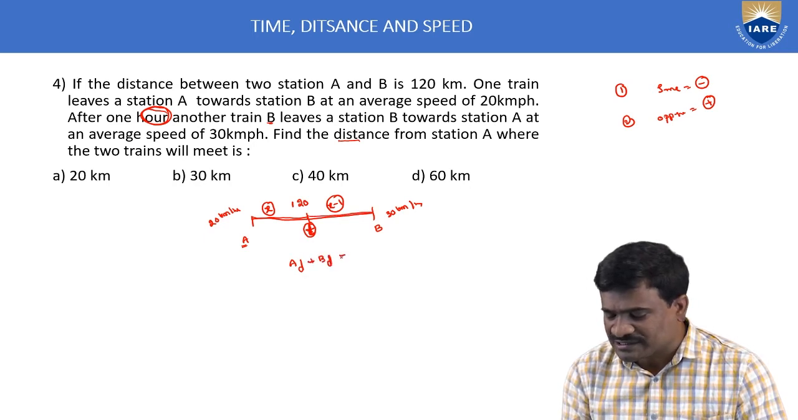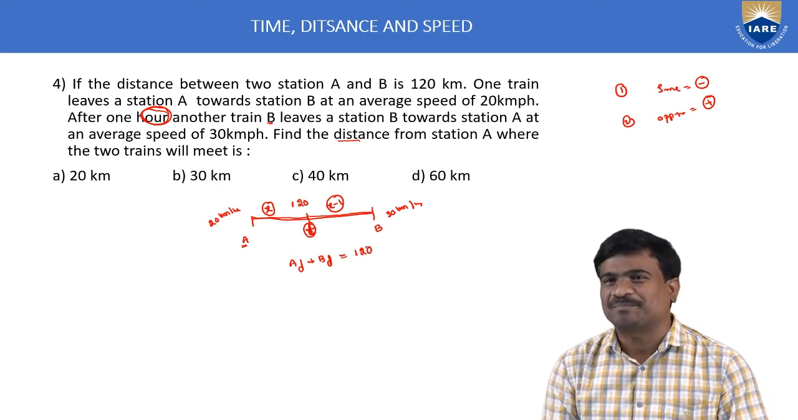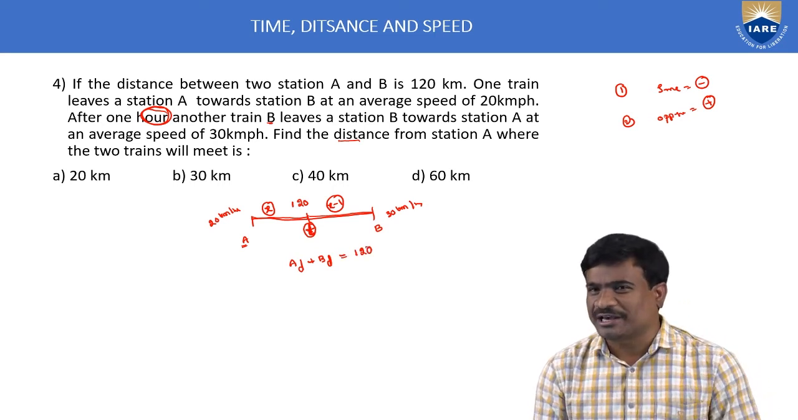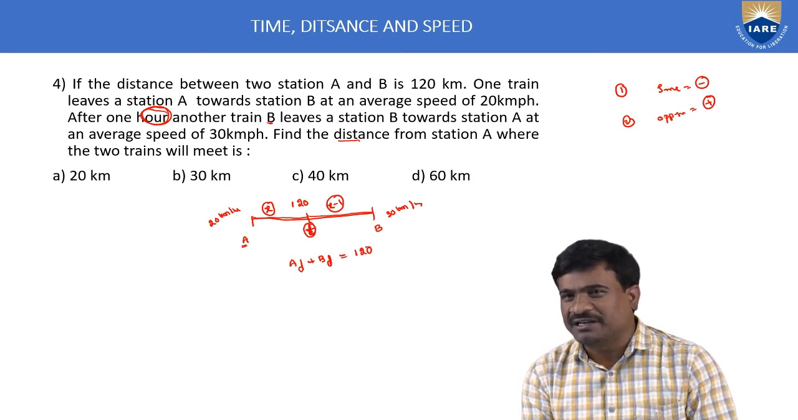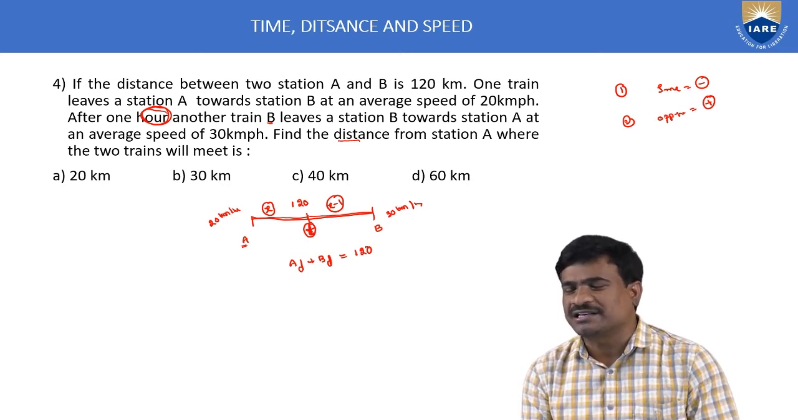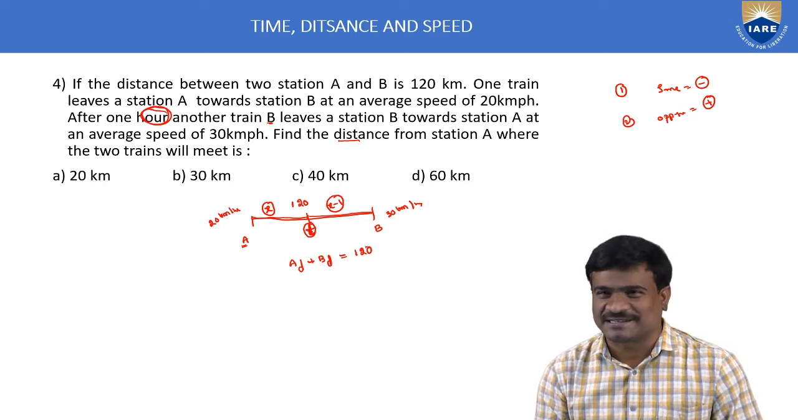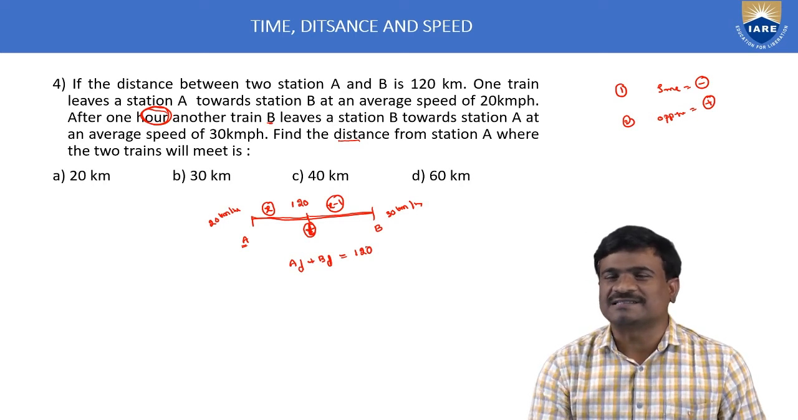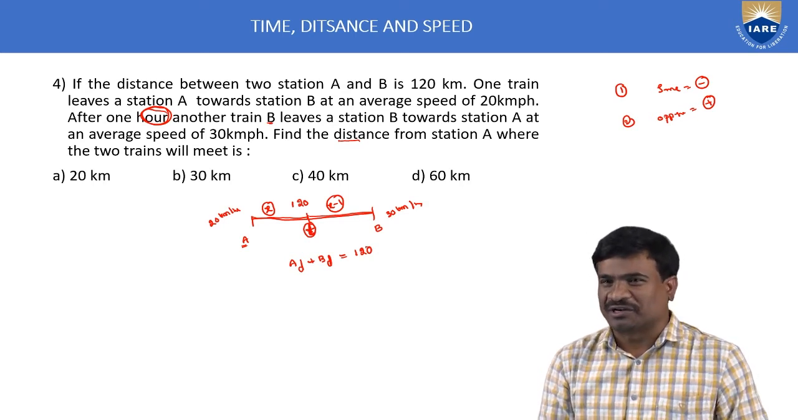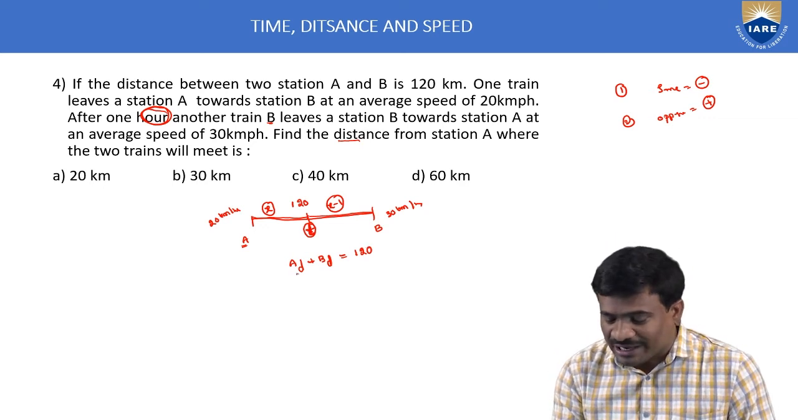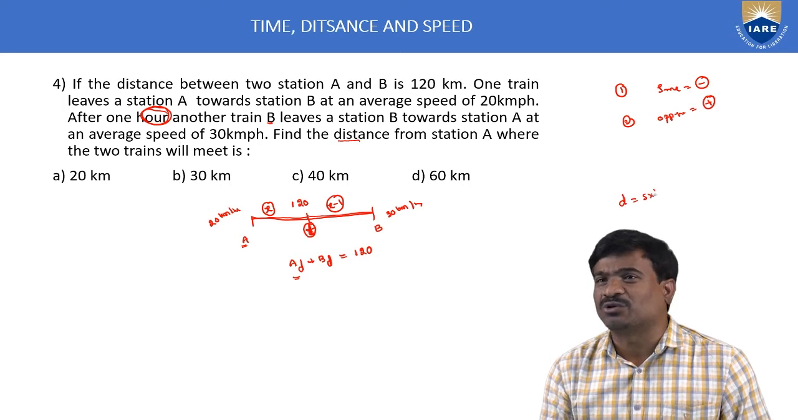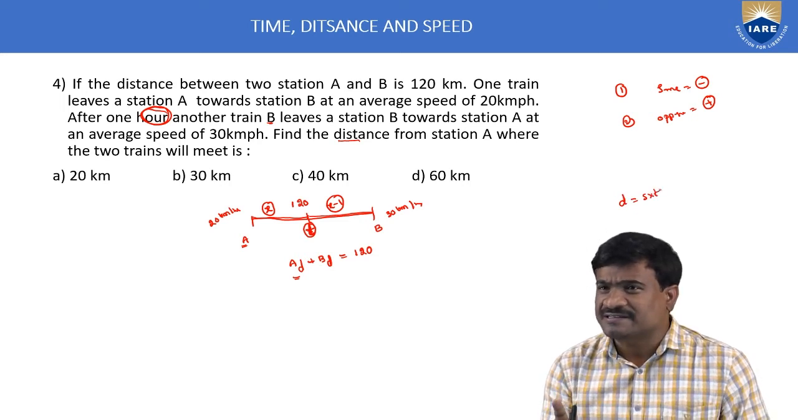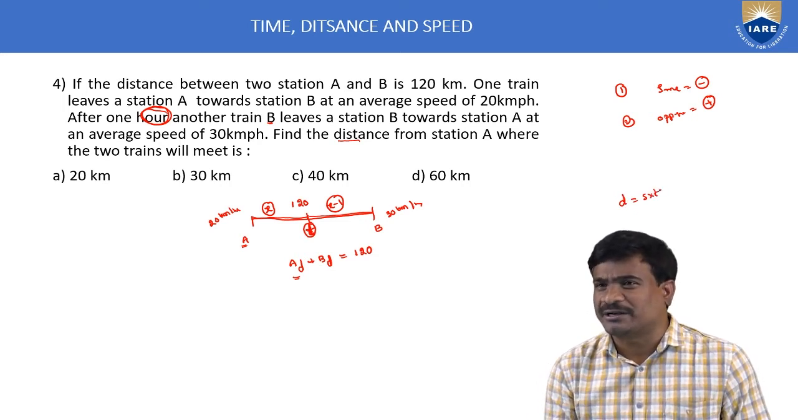The total distance is equal to 120. Using the above diagram, A distance up to the meeting point plus B distance up to the meeting point is equal to the total distance. The total distance is equal to 120 kilometers. Next, to find A distance: distance is equal to speed into time. A distance means A speed into A time.